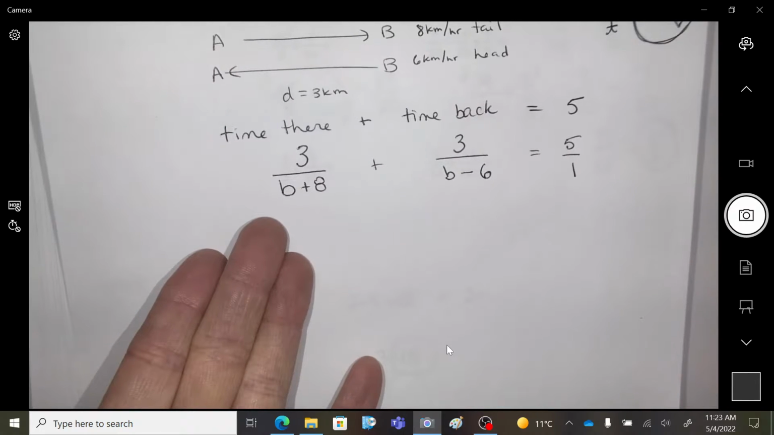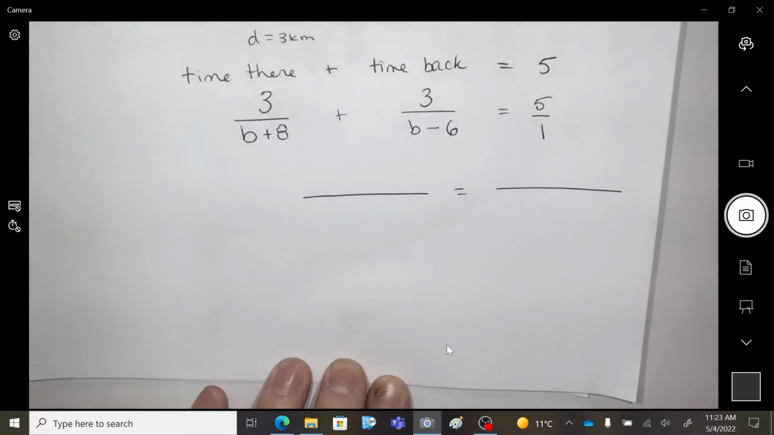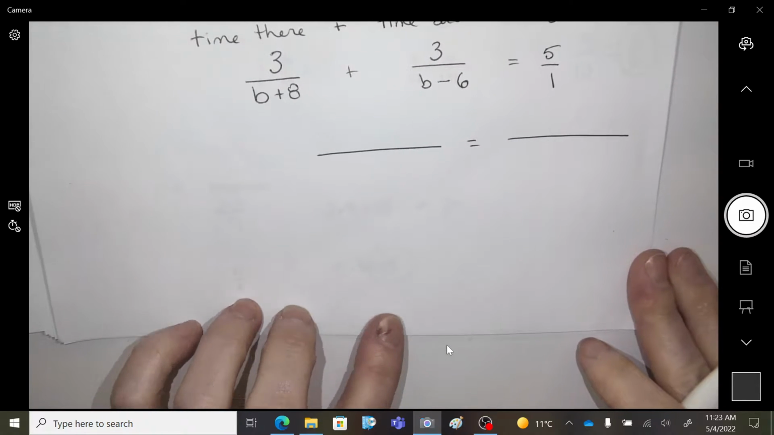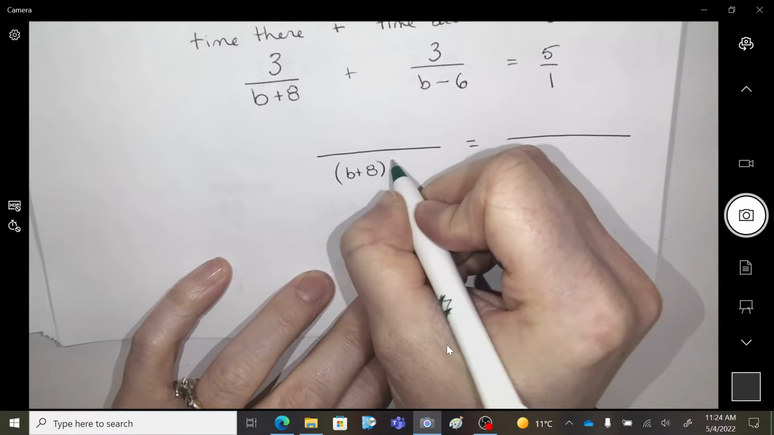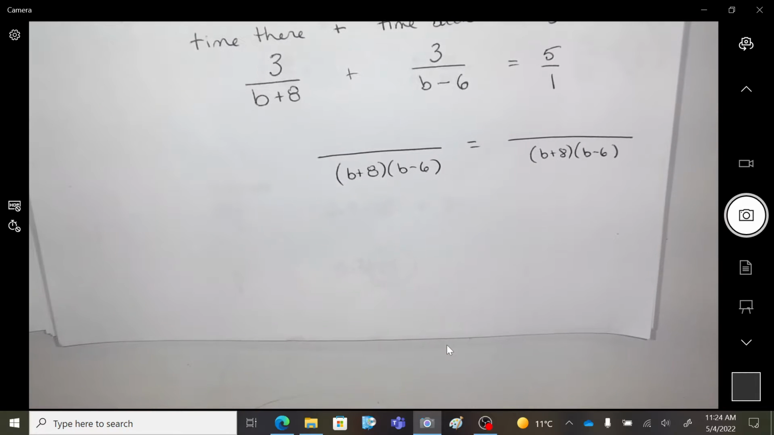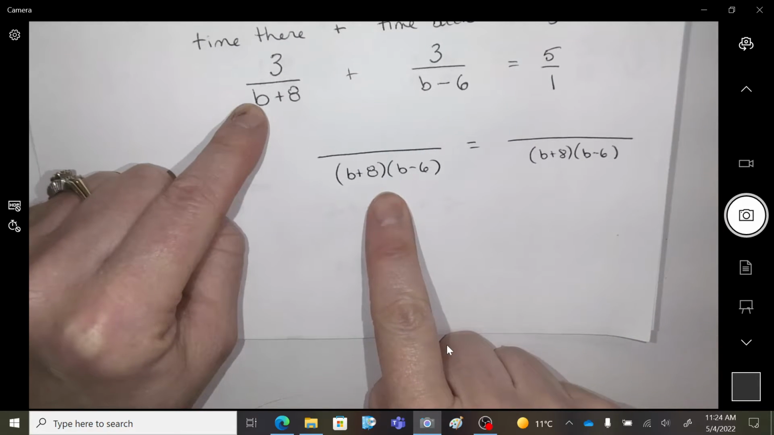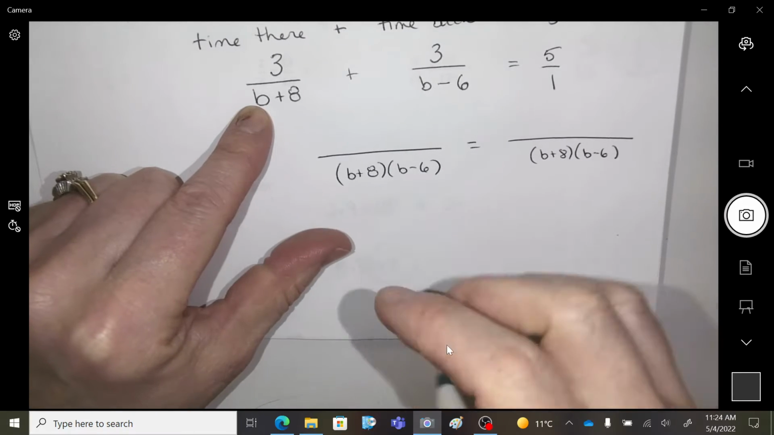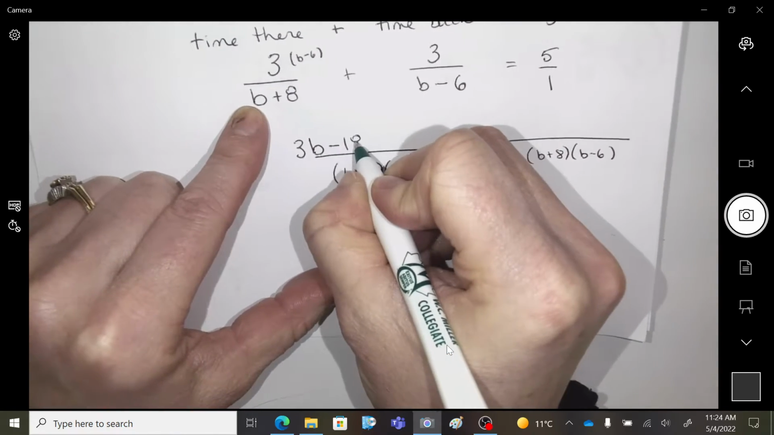Cross multiply, common denominator, drop. Common denominator. What are all the multipliers I'm going to need in there? I need a b plus 8 and a b minus 6. Okay, now I look at the first fraction. What am I going to have to do to that fraction? Multiply by b minus 6. So 3b minus 18.